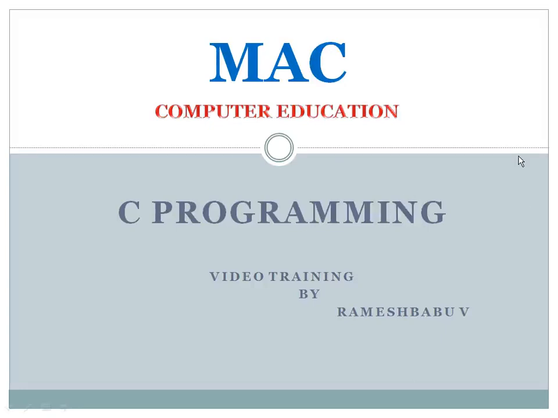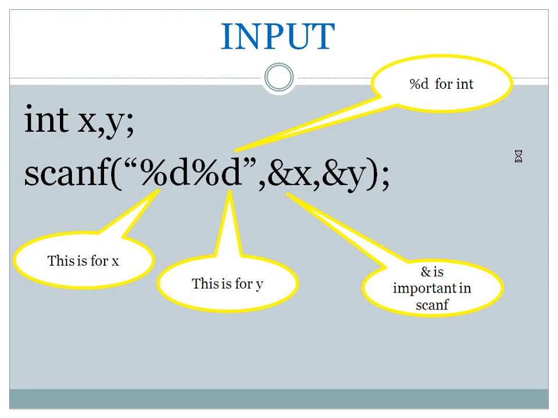Hello friends, in this video we will see the input and output in C programming. So to do input we use scanf. We have declared two variables here, x and y. If we want to take input values from the keyboard, we use the scanf statement.